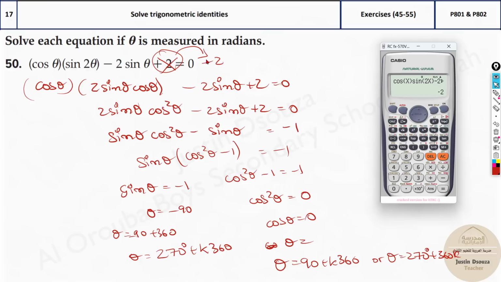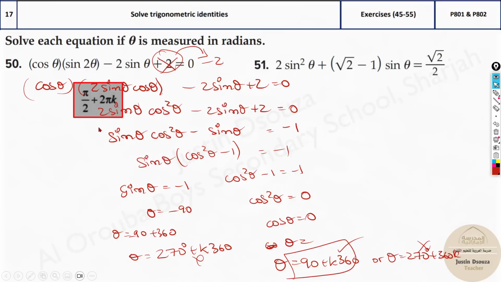It must be minus 2. Yes, because 2 goes to the other side, it's minus 2. Let's calculate at 270. And look over here, it's not minus 2, it's positive 2. So that means this is an extraneous solution. So the only answer over here would be 90 plus 360. Please keep this in mind. This is the correct answer, not the 270 degrees. So the answer must be only one here, and yes.